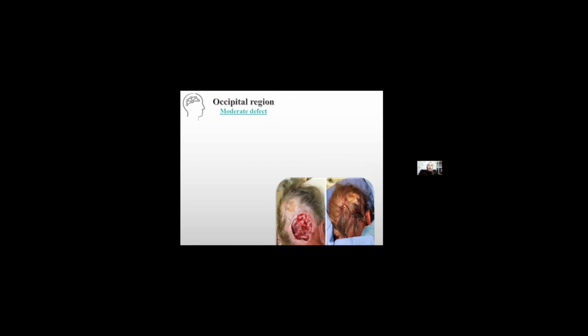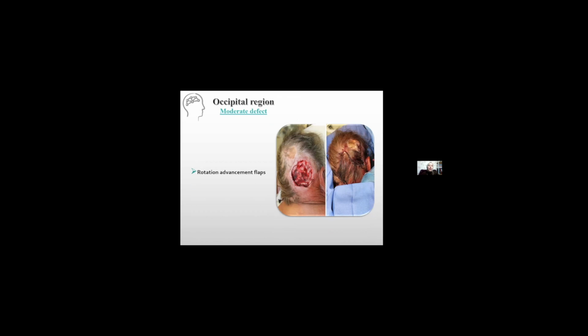Now, the third region is the occipital region. It starts with the small defect that is easily reconstructed by primary closure after undermining the surrounding tissue. The moderate defect can be reconstructed with rotation advancement flaps, and the artery included in it is the occipital artery.